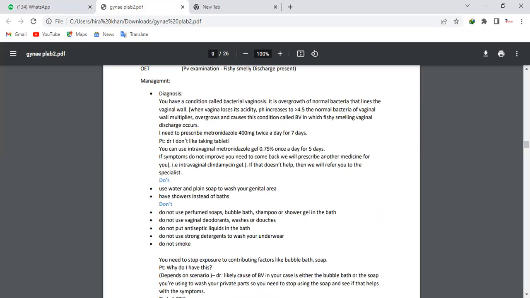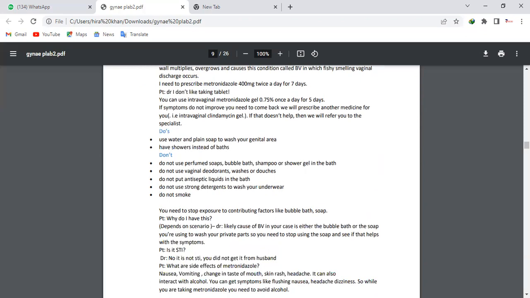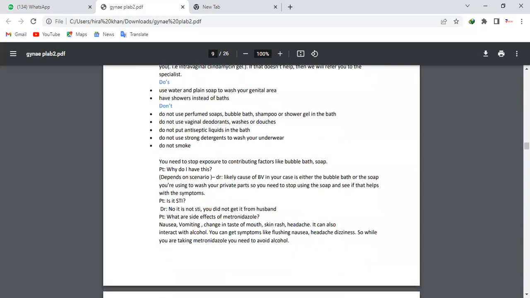And what you are supposed to do is there are some do's and don'ts. Use water and plain soap to wash your genital area, because that is a very sensitive area. And have showers instead of baths. Okay. Are you following me? Because you have to engage the patient and then tell about the don'ts. Okay. And then you have to avoid this.